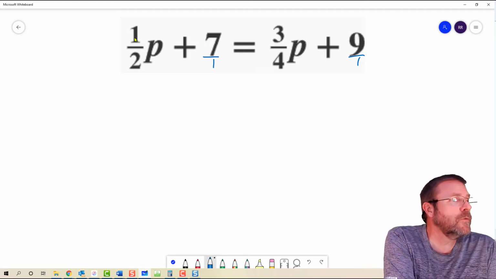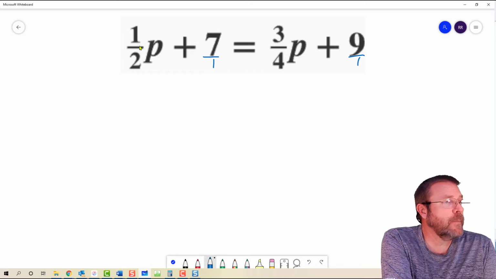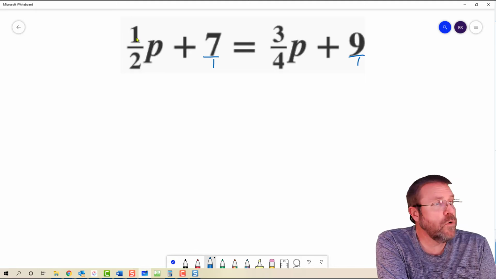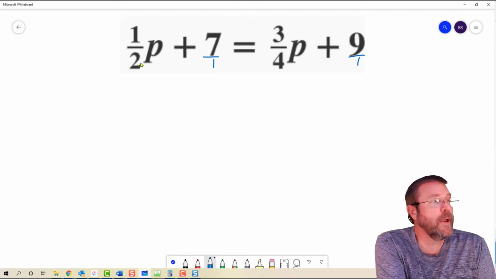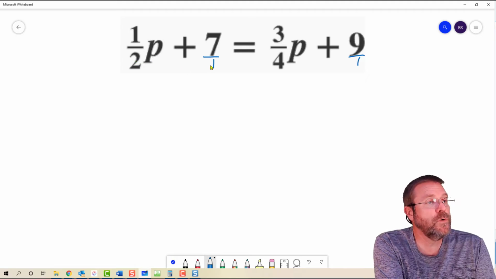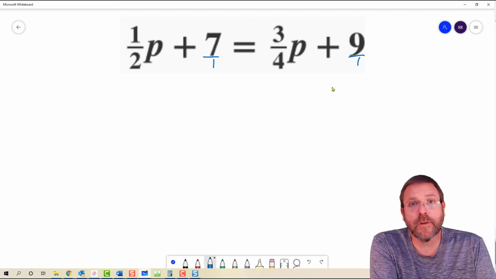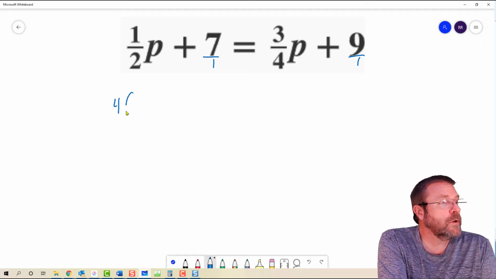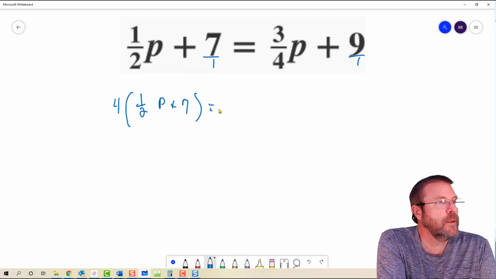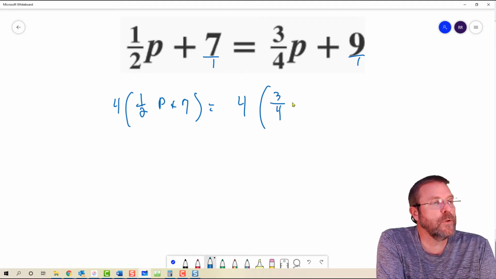I'm not even going to bother changing this. I'm going to leave that alone just like it is. No reason for me to manipulate that into 2 fourths. I'm just going to worry about the fact that I know the least common multiple of 2, 1, 4, and 1 is going to be 4. So I'm going to say 4 times the original problem, 1/2 p plus 7, is equal to 4 times the other side of the original problem, 3/4 p plus 9.